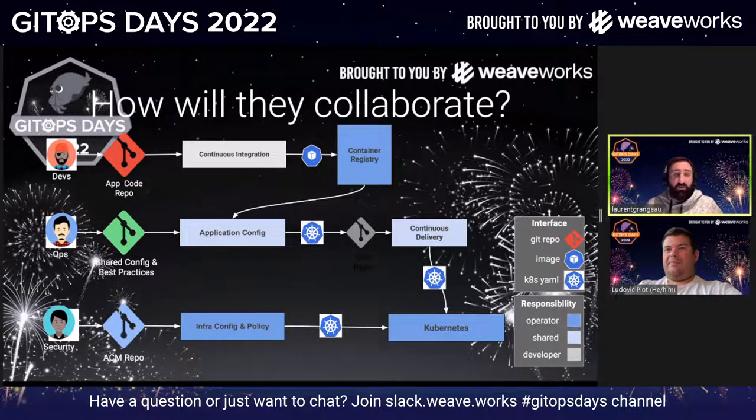How do they collaborate? So developers have their own app code repo, and they're just doing some continuous integration, building images with the application inside the images. And then the operations teams have their own repo with shared config and best practices, of course. And they are all deploying applications with Helm or Kustomize. And of course, it's being made through Git, this Git repo. And security, of course, have their own repo for having policies, for example, Kyverno policies, or the other one, OPA, Open Policy Agent. So there are three different repos, and of course, all of those repos are Git-based, and it's all the single source of truth.